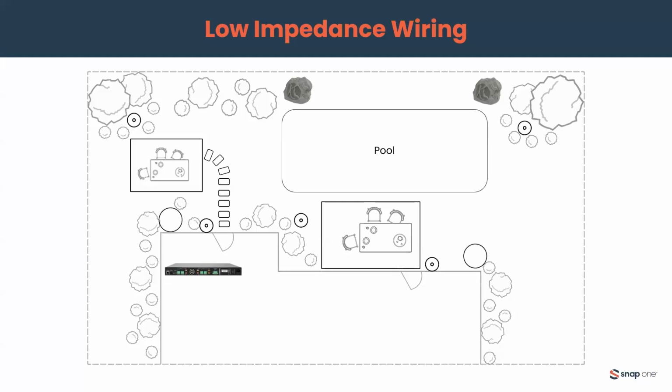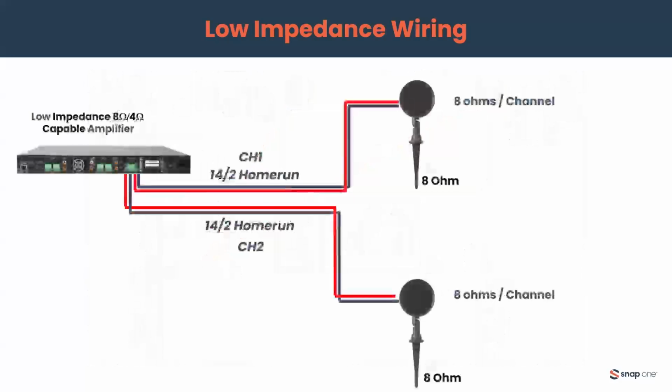Excellent. All right, so let's talk about low impedance wiring. Every one of you knows the old drill, right? You're wiring your speakers, typically home run right to your amplifier. All right, so let's say we have a low impedance amplifier. Typical rating is usually stable down to 4 ohms, so it can handle 8 or 4 ohm loads. And then you're going to get 8 ohms on each channel.